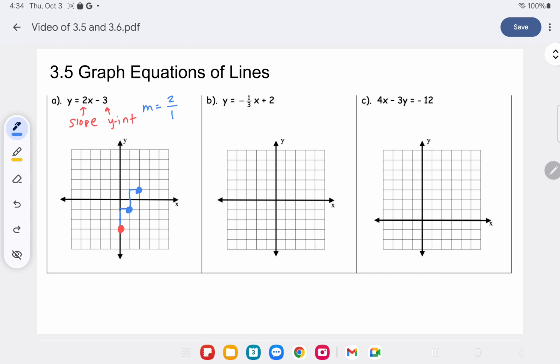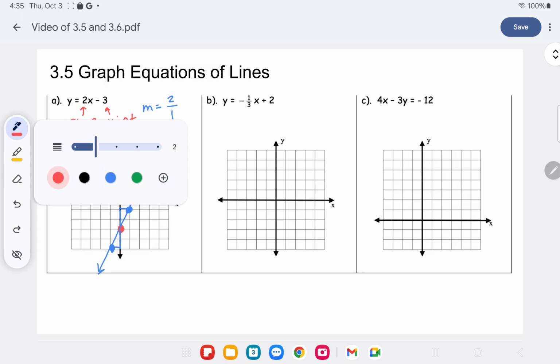Notice I'm running to the right. Because my slope is positive, I want my line to go up from left to right. So I'm rising and running to the right. I could also go down and to the left, but I want to make sure that my line is going up from left to right since my slope is a +2.